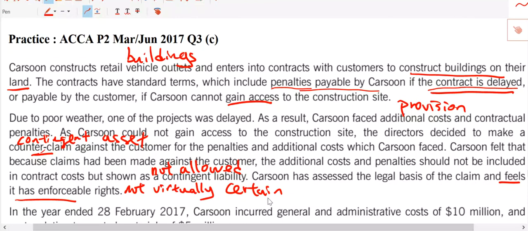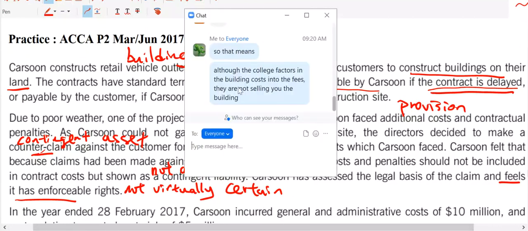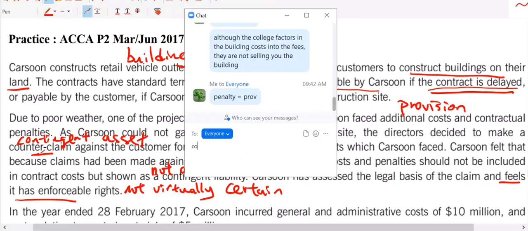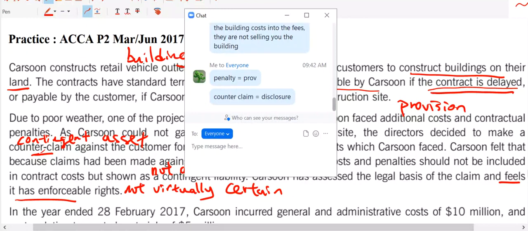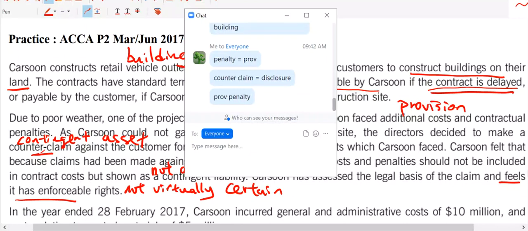So what we suggest here is, let me type something into the chat box. We suggest the penalty. You recognize that provision. Okay, look at the chat box there. Penalty provision. Counterclaim disclosure only. You don't recognize the counterclaim asset yet. Disclosure, because it's not virtually certain yet. Okay, talking about the provision, penalty, right? Okay, look at this.